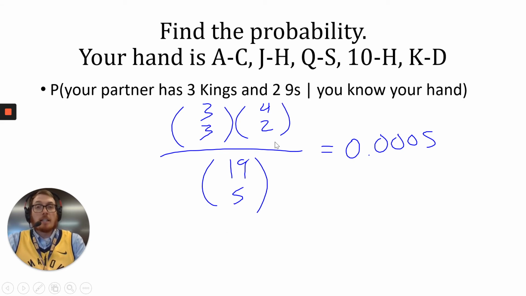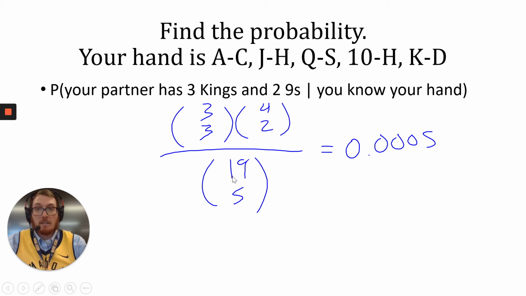First off, let's talk about the denominator. Since I have my 5 cards, it's only going to be 19 choose 5. Now, in a game of Euchre, it's probably going to be 18 because we also know the flipped card. But for now, all I know is my 5 cards and then what's left over. So the denominator will be 19 choose 5 for the rest of these questions that we're going to look at for today's lesson.